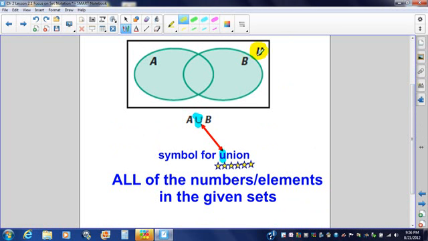This right here is the universal set. It's a capital U and it's italicized. Don't get these two confused. If you would, please write down that union simply means all of the numbers or elements in the given sets. All of the numbers or elements in the given sets.